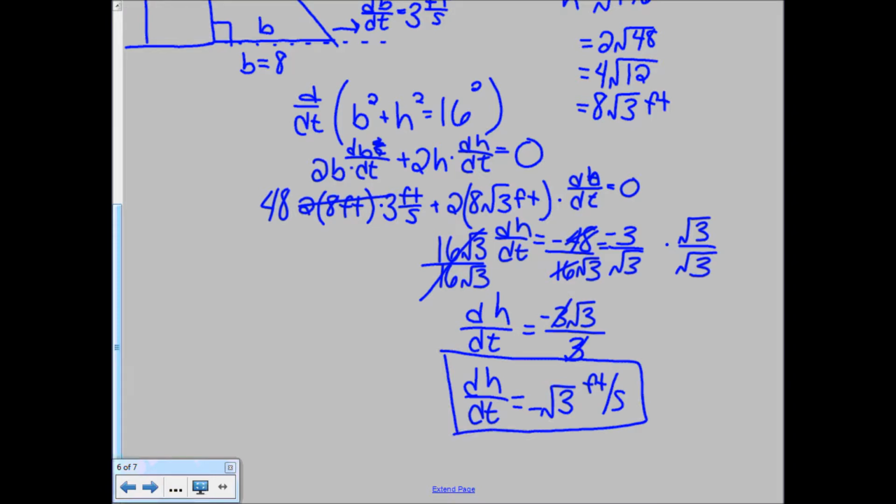So when the base of your ladder is 8 feet away from the wall of the house, the top of the ladder is going to be sliding down that wall at negative root 3 feet per second. And the rate of change here is negative because as the ladder slides down the house, the height of the wall is becoming smaller. So it has a decreasing rate or a negative rate.